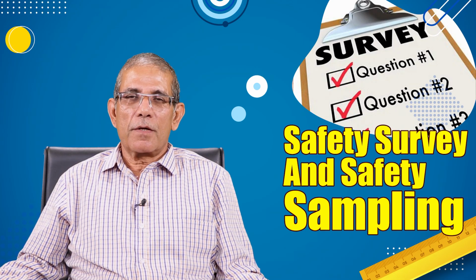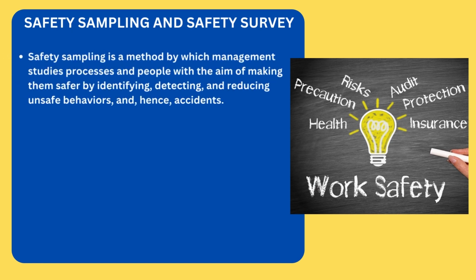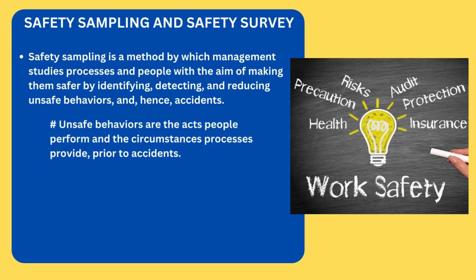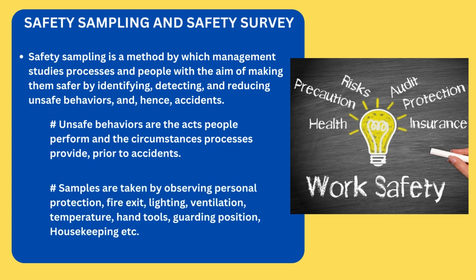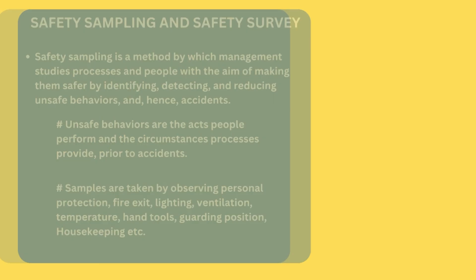Safety sampling is a method by which management studies processes and people with the aim of making them safer by identifying, detecting and reducing unsafe behaviors and hence accidents. Unsafe behaviors are the acts people perform and the circumstances and processes provided prior to an accident. Samples are taken by observing personal protection, fire exit, lighting, ventilation, temperature, hand tools, guarding positions and housekeeping, etc.